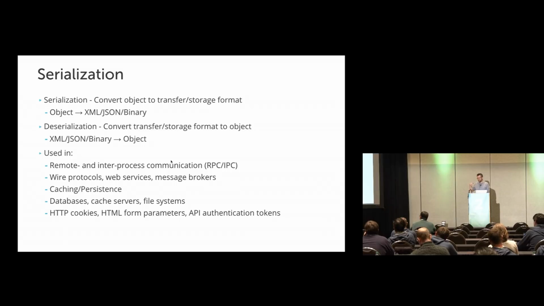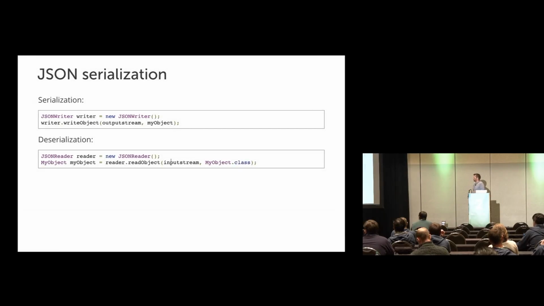This is used in all kinds of places. It's used in IPC stuff. It's used in all kinds of APIs. It's used for caching, for shared caches. It's used for databases and all kinds of things where we're passing objects back and forth over the wire. So we can imagine it looks something like this.